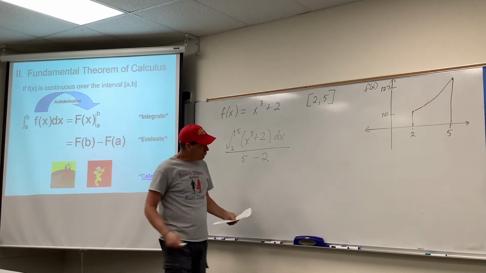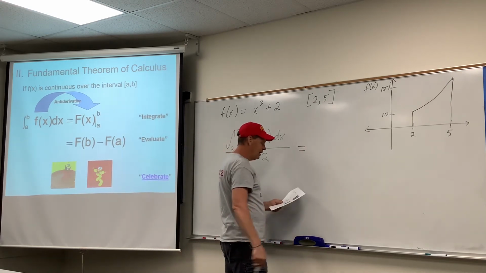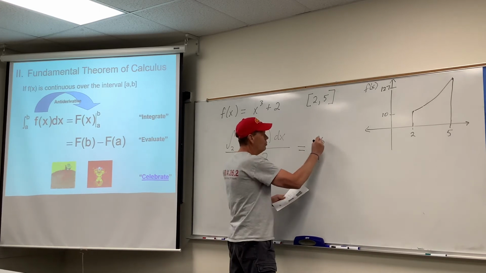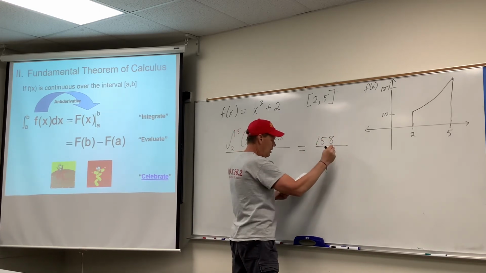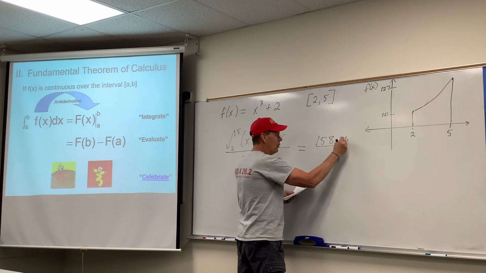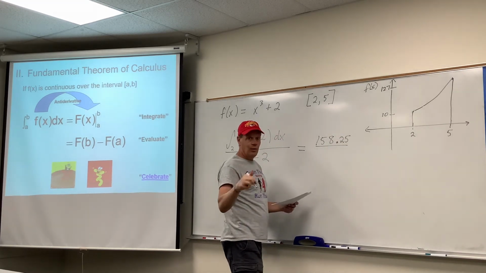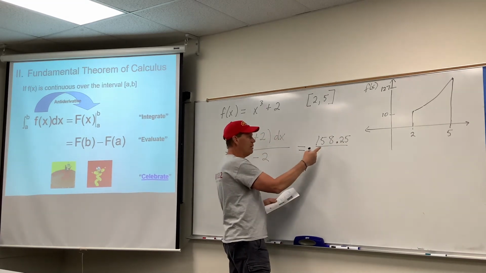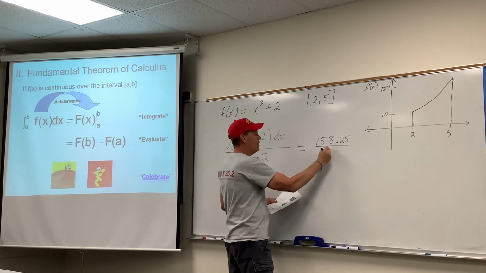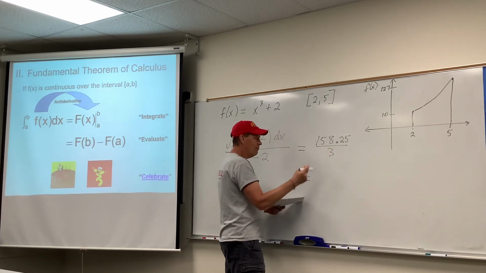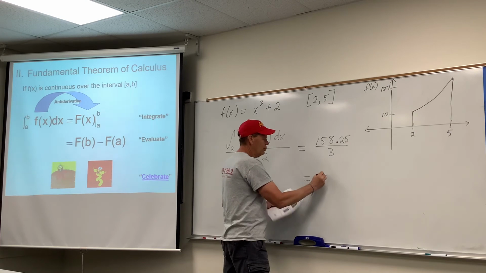So, okay, I think we've done enough examples earlier. That numerator, if you wish to practice, when you integrate and evaluate, celebrate, graduate, compensate, is 158.25, and the denominator, of course, is 3, and then you divide that out, and it's 52.75.